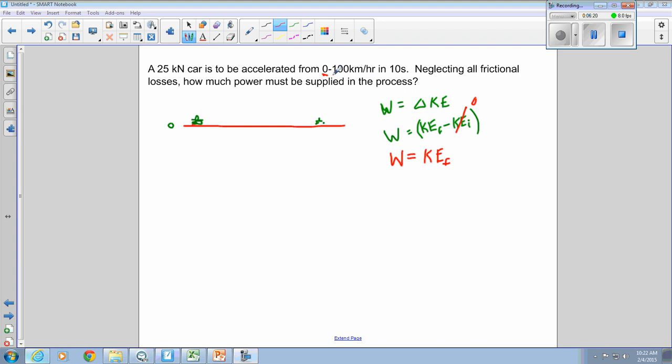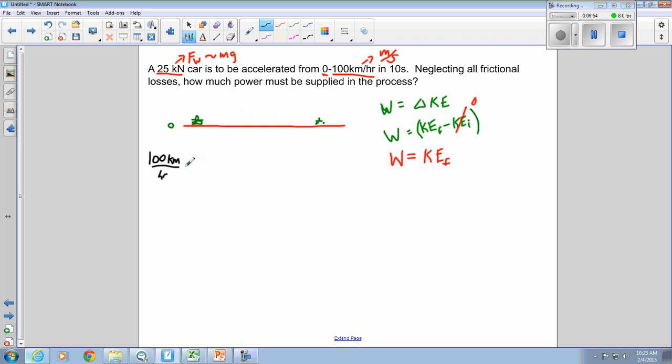A couple of things we need to take care of: we've got 100 kilometers per hour, and we need to convert that to meters per second. And we have a 25 kilonewton car. That's the car's weight, that's force weight. We'll have to convert that to newtons and also figure out what its mass is. So that's going to be mass times gravity.